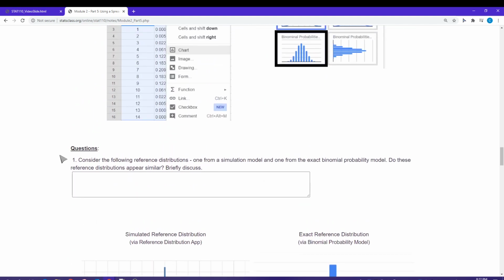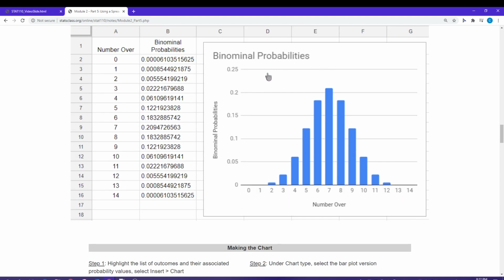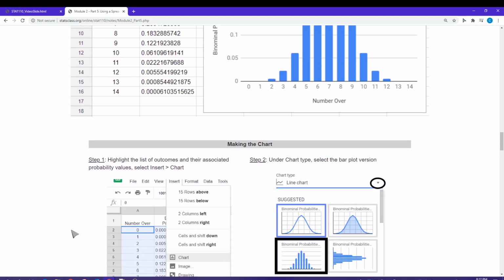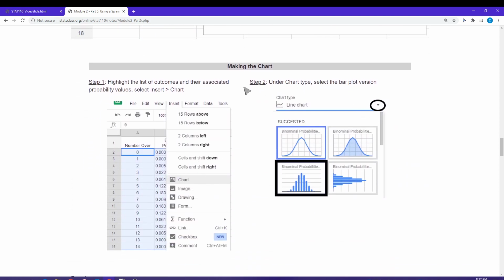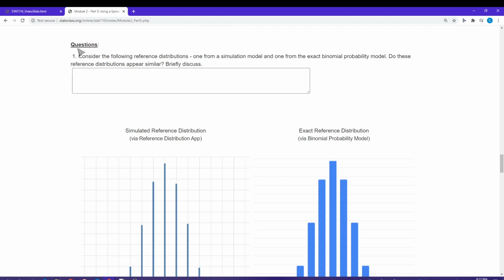All right, so let's go back up here and just continue. This is what the binomial probability distribution is going to look like. I went ahead and created a graph. Again, that video down below will show you how to compute the graph. Here are some instructions on how to compute the graph, just spelled out for you. And then we have our first question.